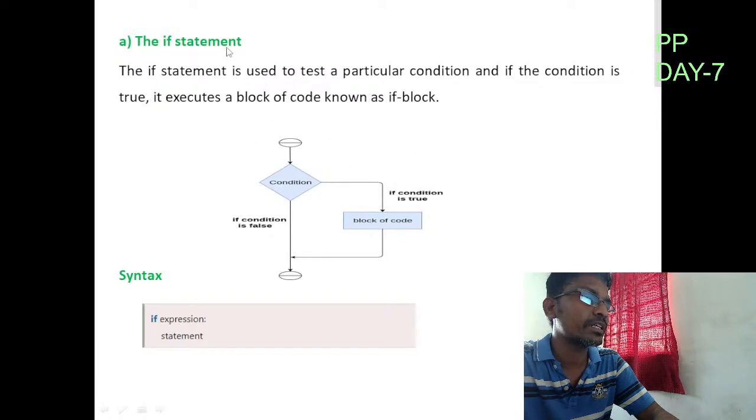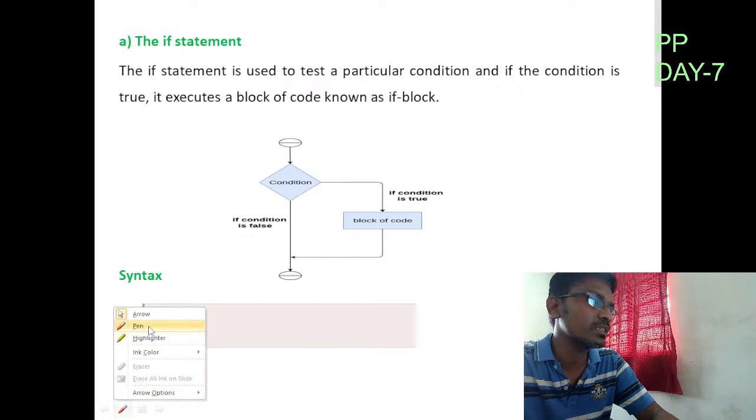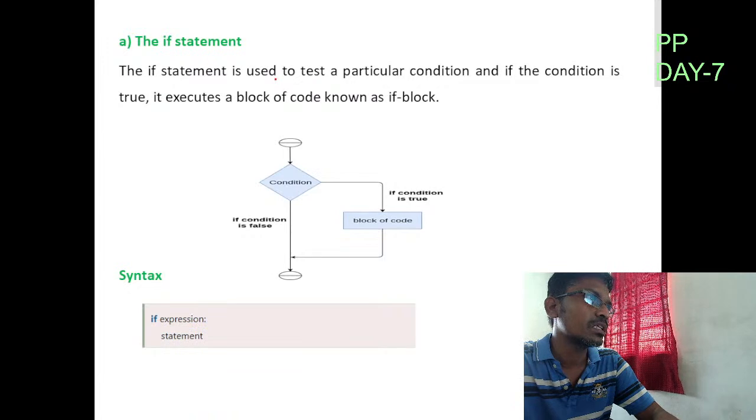So what is the if condition? Simple if condition. The if statement is used to test a particular condition. So by using an if condition, it will go on to test a particular condition. If that condition is true, then it will go and execute the block of code. In a simple if statement, it tests whether the condition is true or false. If the condition is true, it will execute the block of code. If the condition is false, it does not execute anything.